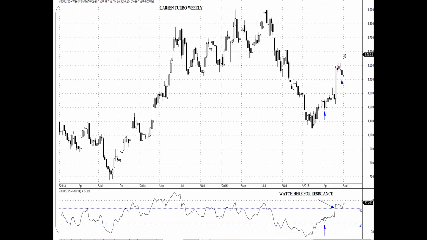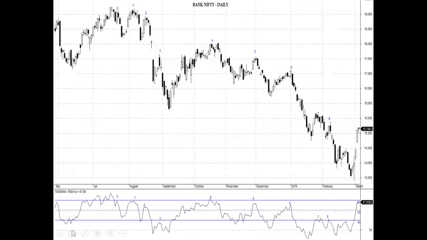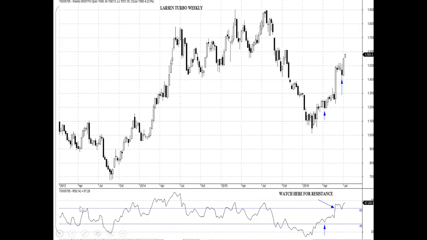But somehow the range, taken support at 40 and somehow it halts near 60 and moves down, and it is not able to go to the overbought zone. At that moment you should understand that this is not a range shift, this is just a correction, and you have to book your profits here. Hope I am making myself clear.